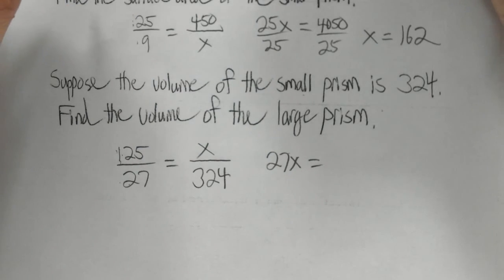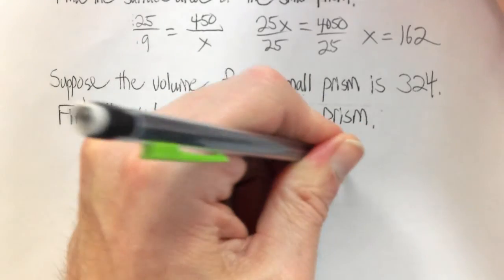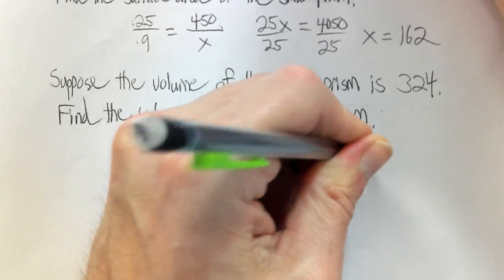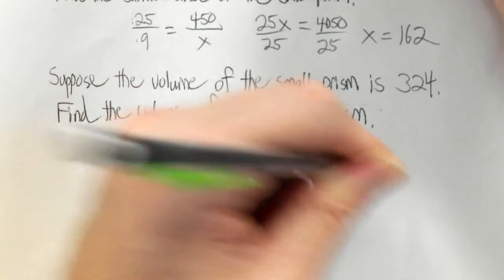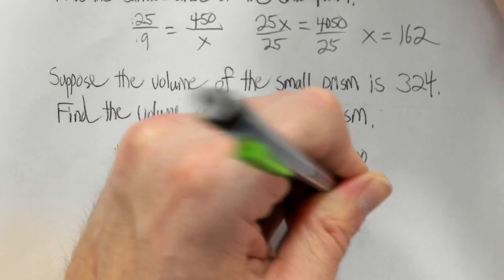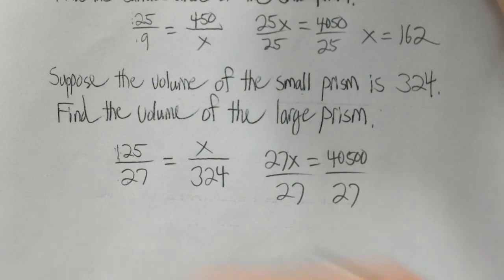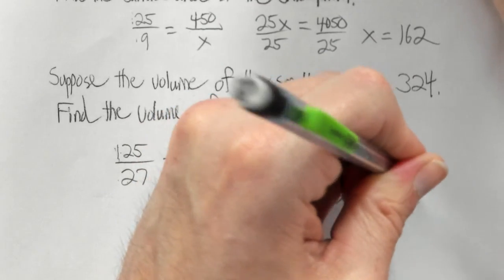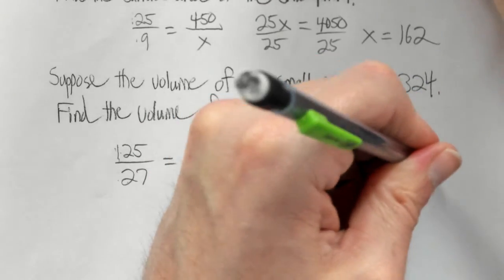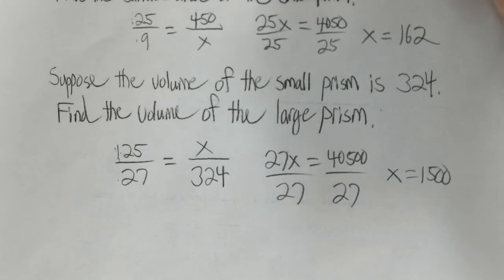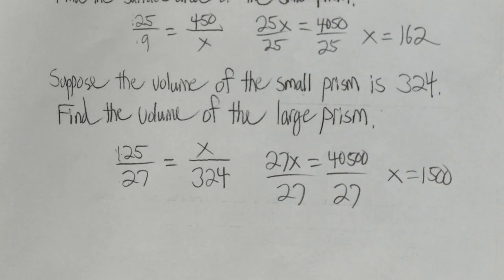So that would be 27x equals 125 times 324. That's going to be 40,500 divided by 27, and so we can get x is equal to 1,500. That will be your correct answer there. All right, so that's it.